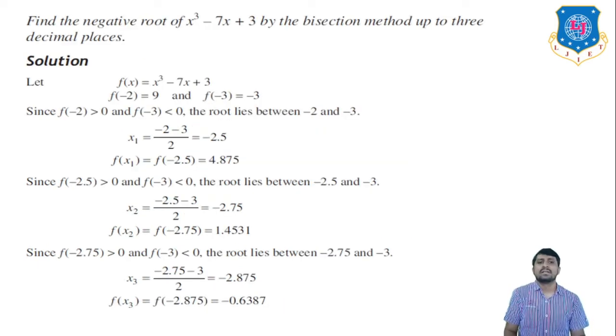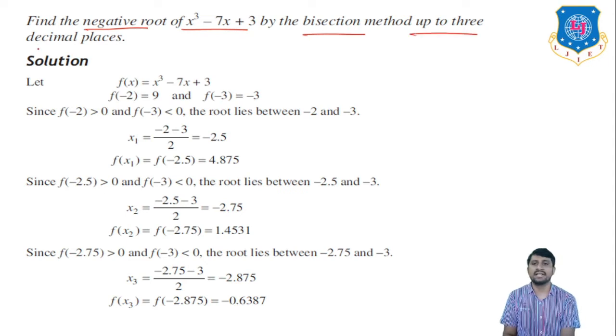Let's take one more example. Here you can see: find the negative root of x cube minus 7x plus 3 by the bisection method, up to 3 decimal places. So f of x is x cube minus 7x plus 3. Because we want to find the negative root, let's try minus 1, minus 2, minus 3.